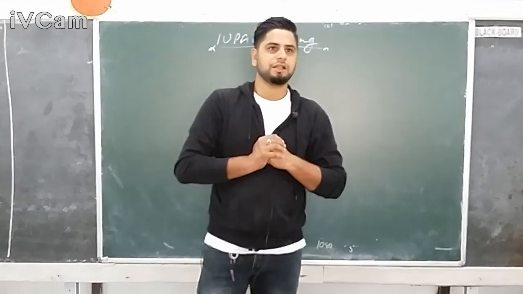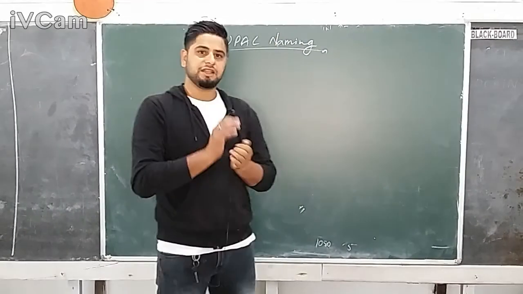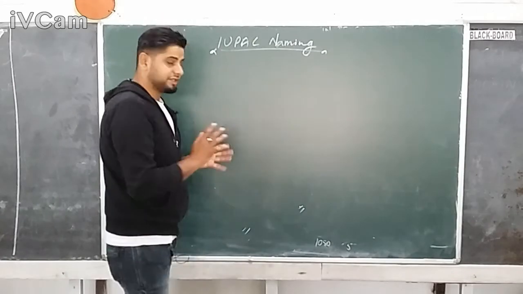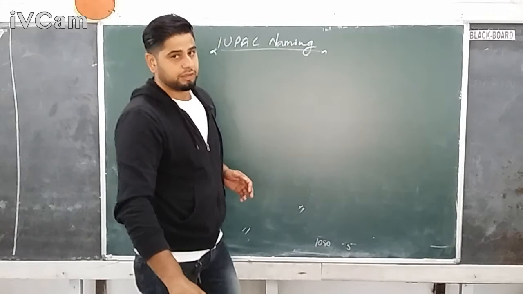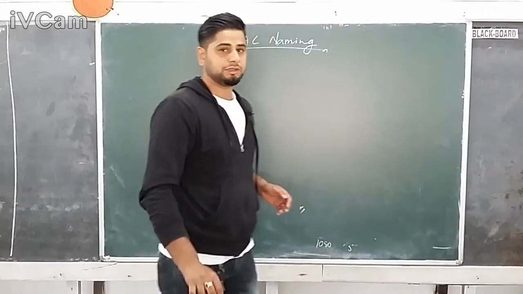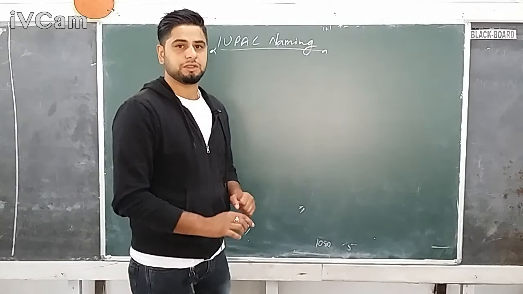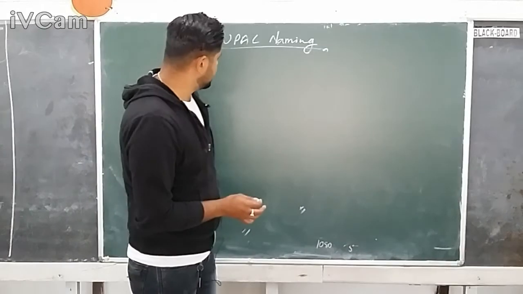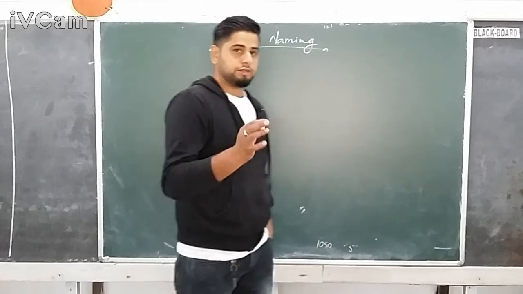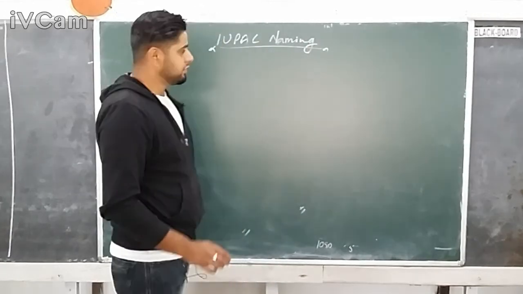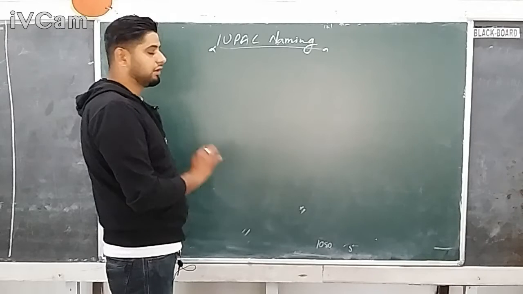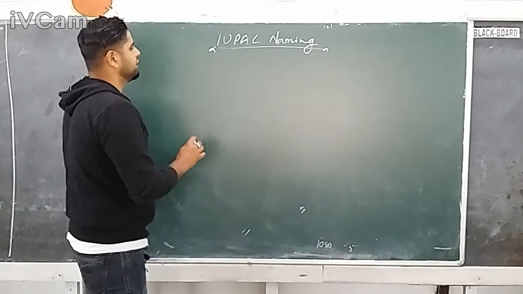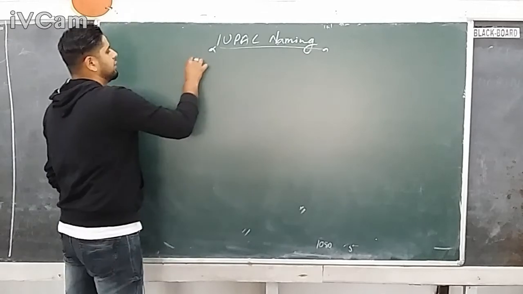Okay, in the last class we just started the naming. Today we'll do IUPAC naming for different compounds containing different types of functional groups. In the last class we had done substituent groups. Yes or no? So today we will discuss the naming of different compounds containing different functional groups. Let us first start with the halogen functional group.